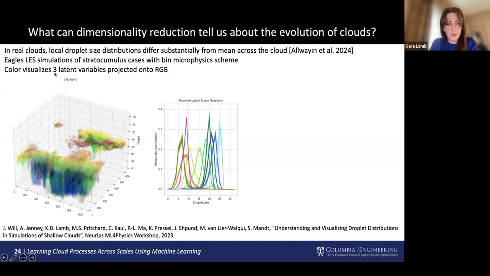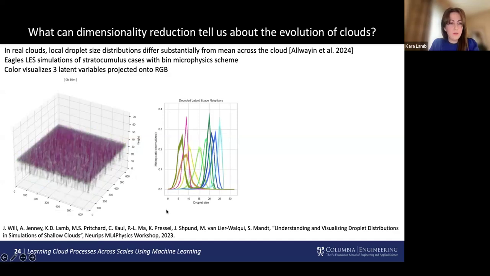So again, he uses 3 latent variables here, and then he projects that onto here in terms of the visualization. These 3 variables are projected onto RGB. So this one color is basically indicating the value of these 3 latent variables. And so the colors here, in this inset plot, are showing what the colors mean in terms of the reconstructed droplet size distribution. So more yellows and pinks are these smaller droplet size distributions, and more blues are these larger droplet size distributions. So let's show how the simulation evolves.